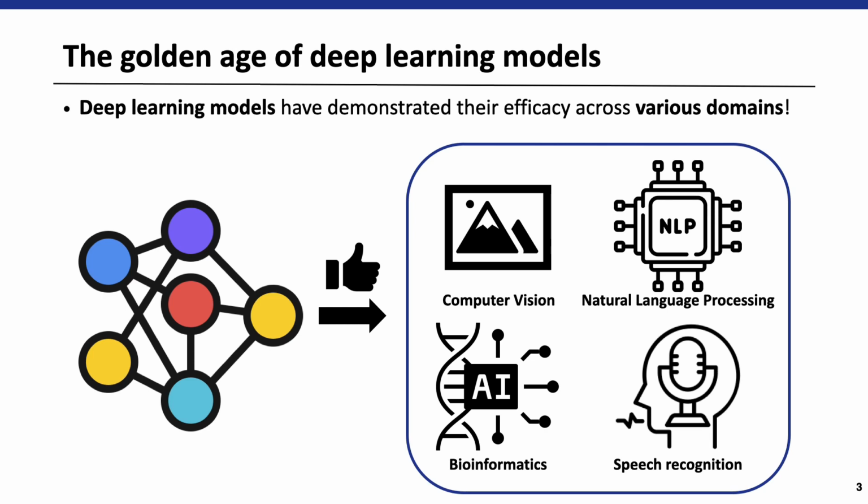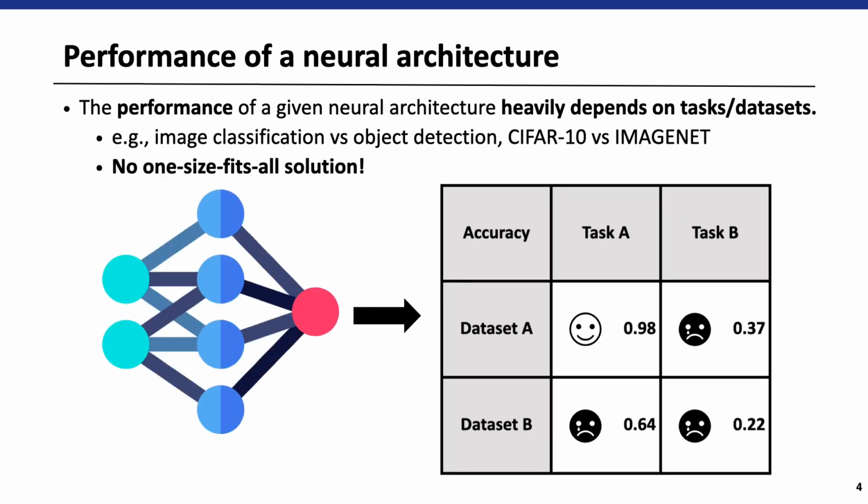Deep learning models have proven their effectiveness across various fields. Additionally, a vast number of deep learning architectures are still being researched and developed today. What could be the reason for the emergence of so many architectures? It's because the relative superiority among neural architectures varies depending on task and dataset. In other words, no single architecture excels in all scenarios.